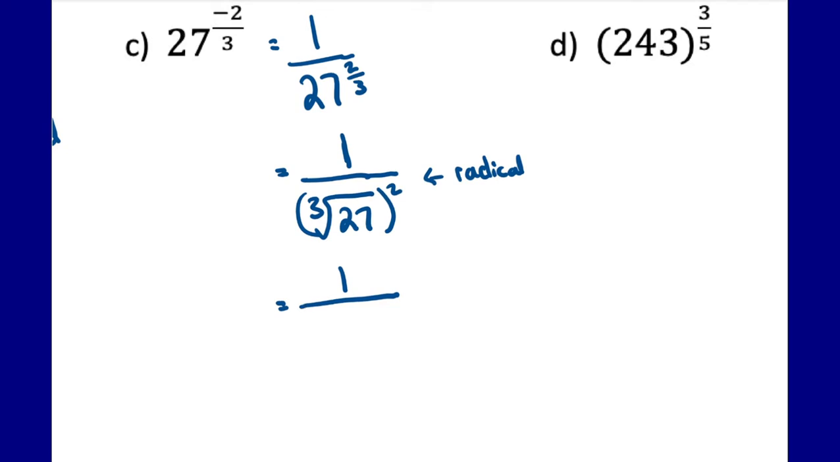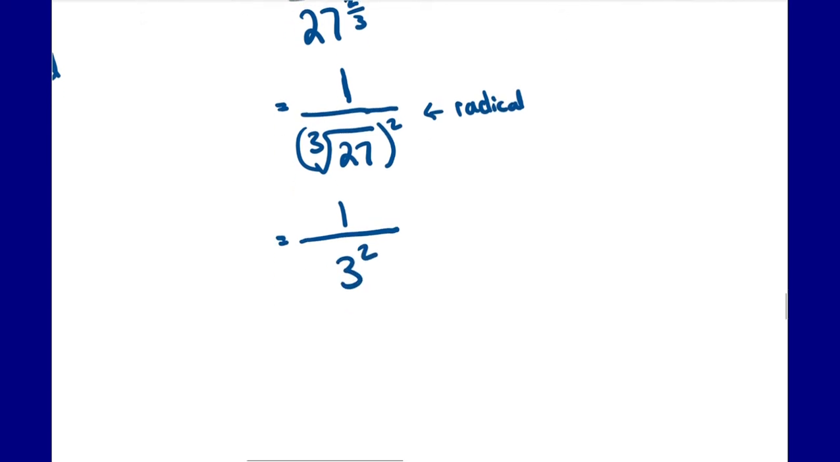I can simplify this because I can take the cubed root of 27, which is 3, and I can square that. So the cubed root of 27 is 3. That answer is squared. 3 squared is 9. So my final evaluated answer is 1 over 9.